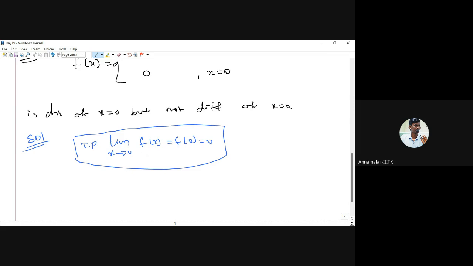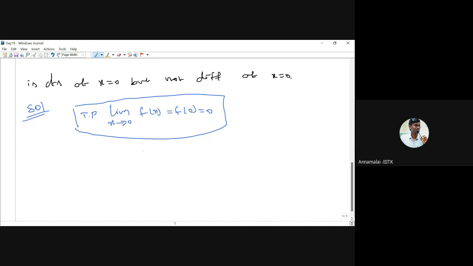So how to prove this one? You have to prove that the right hand limit and the left hand limit of the function at x equal to 0 are the same. So better we take the right hand limit first. That is, if we take any sequence x_n which is greater than 0 and x_n converges to 0, now what is f(x_n)?